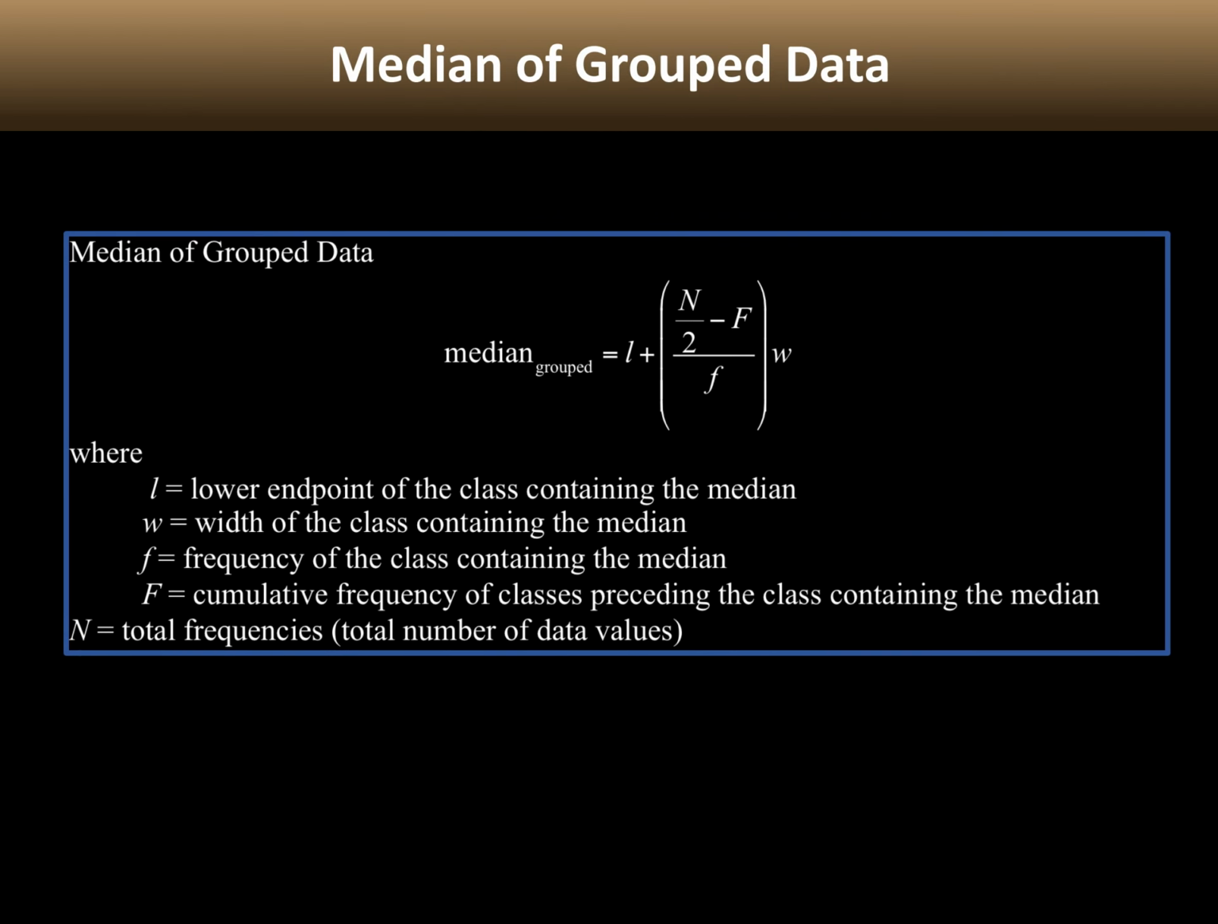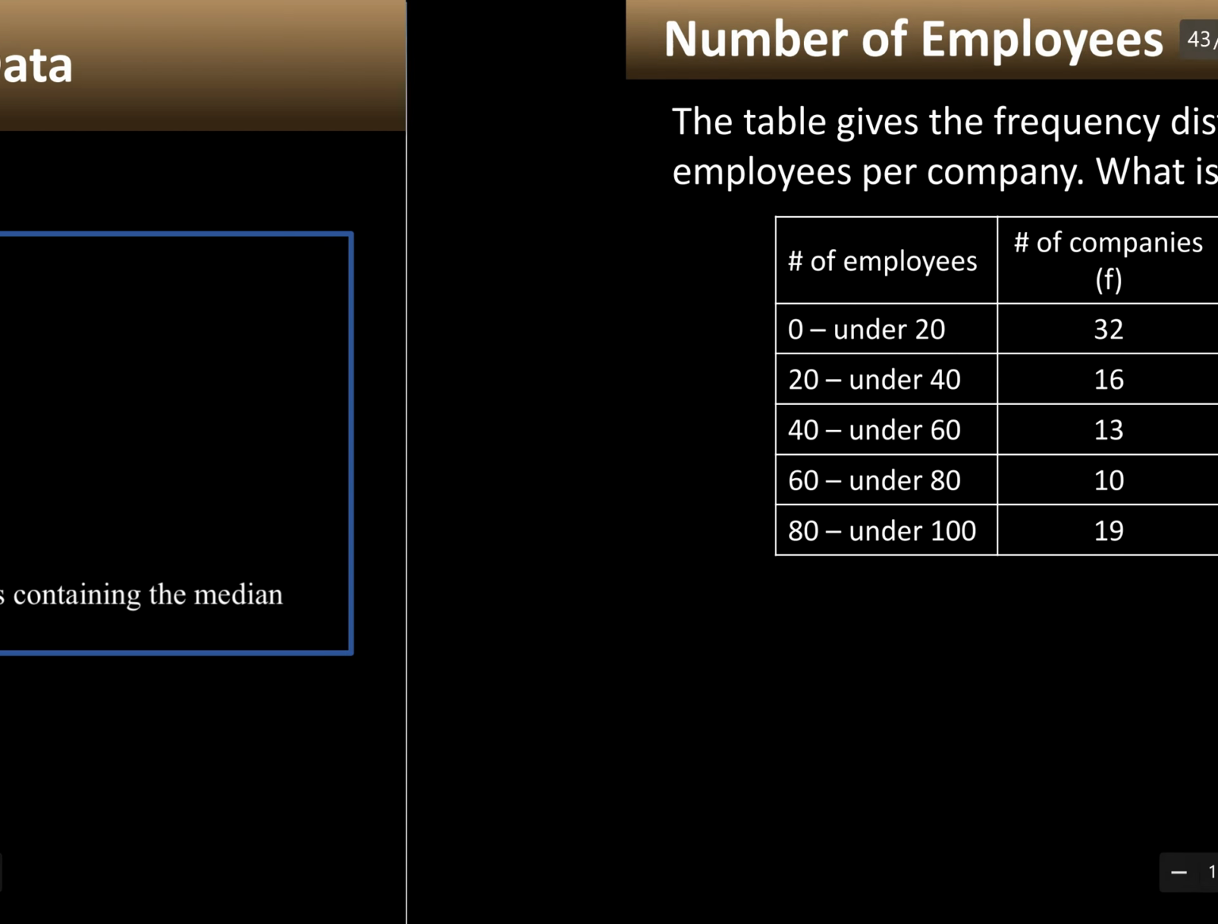The median of grouped data. Here is the formula where L is the lower endpoint of the class containing the median. W is the width of the class containing the median. Lowercase f is the frequency of the class containing the median. And capital F is the cumulative frequency of classes preceding the class containing the median. Key word here is preceding, not including the class containing the median. And N is the total frequencies or the total number of data values, which can also be lowercase n if it's a sample.